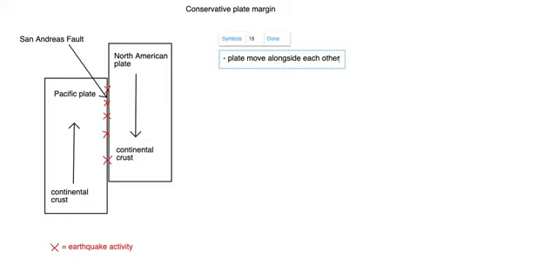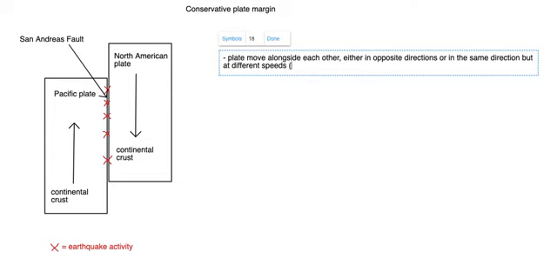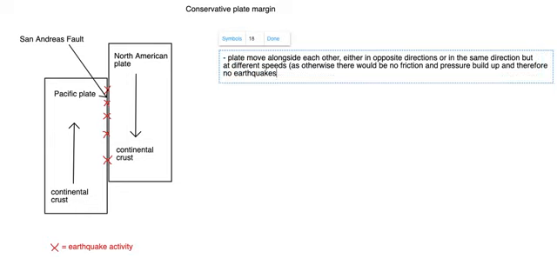Now they can either move in opposite directions, which is what I've drawn on the diagram here, or in some cases they can also move in the same direction. However, if they move in the same direction, they have to move at different speeds, because otherwise you wouldn't have any friction, you wouldn't have any earthquakes. So either in opposite directions or in the same direction but at different speeds, as otherwise there would be no friction and pressure build-up, and therefore no earthquakes. It would be extremely unlikely for them to actually be moving at exactly the same speed anyway.